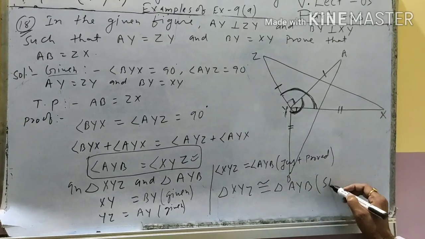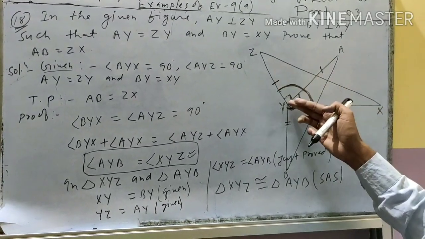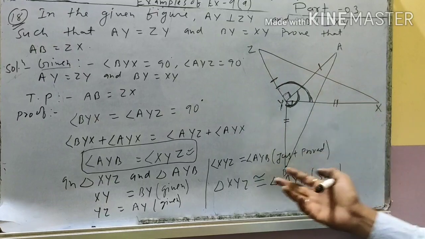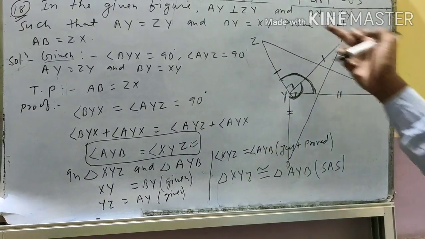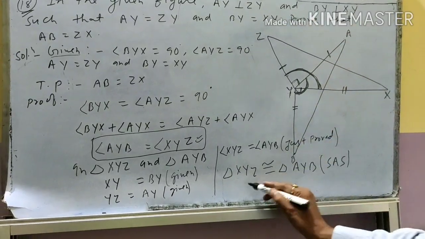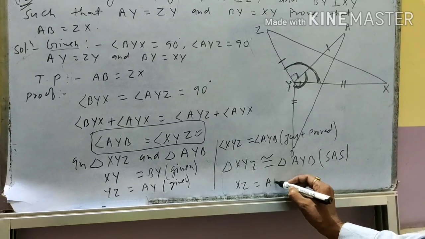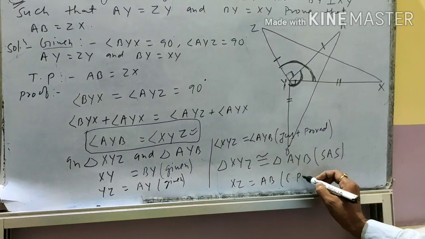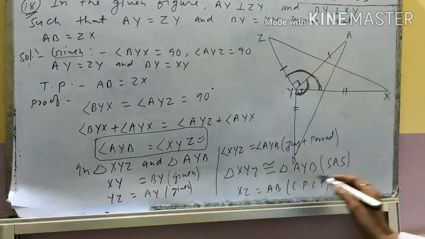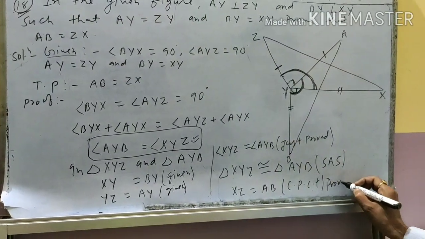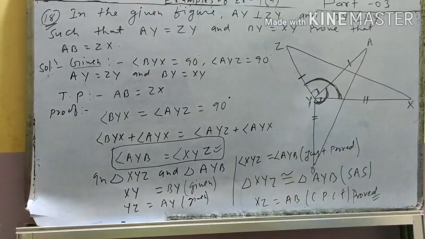The reason is side angle side. By side angle side, these two triangles are congruent, and by CPCT we can say XZ is equal to AB. So student, this is your proof. XZ is equal to AB by CPCT. Okay student, I hope you will understand this question.